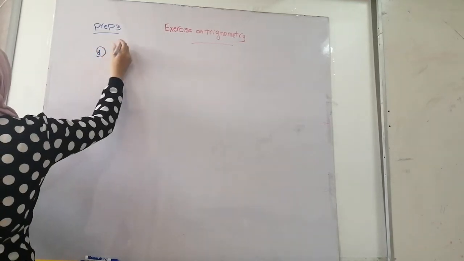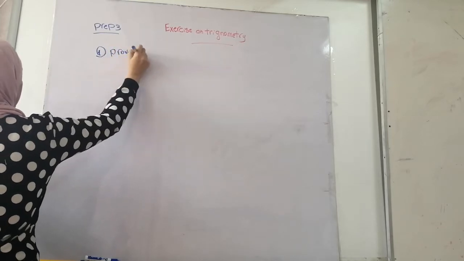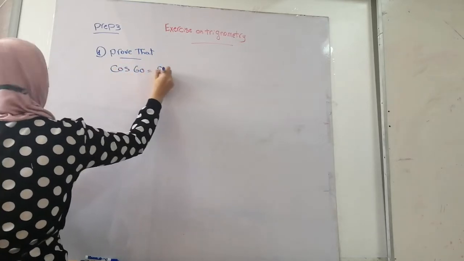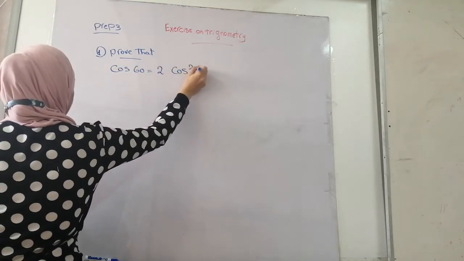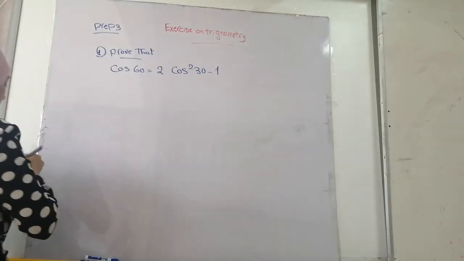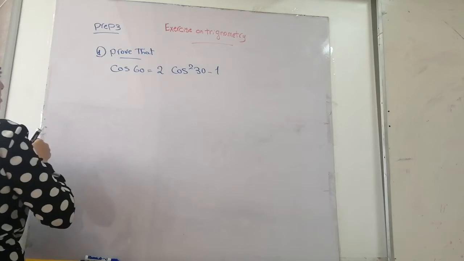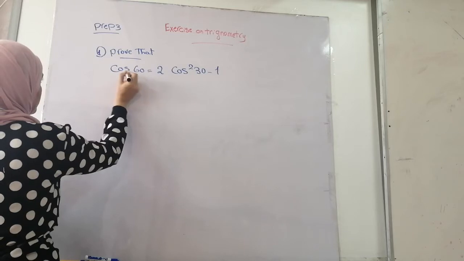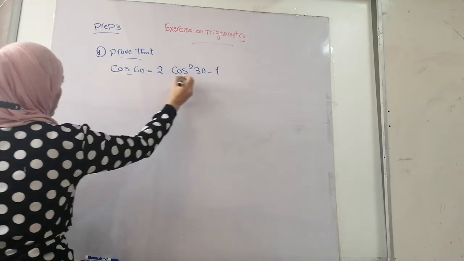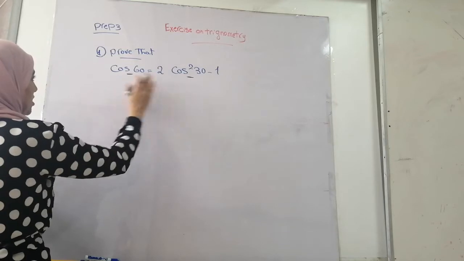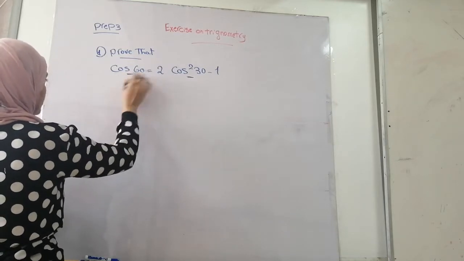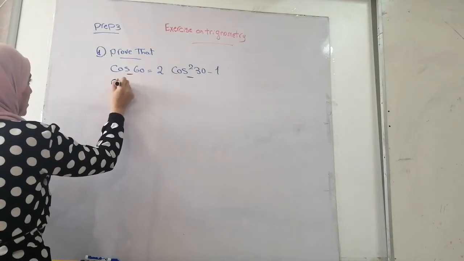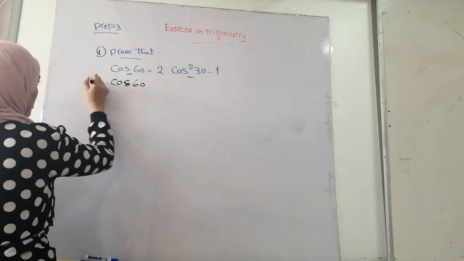Number 1. Prove that cosine 60 equals cosine square 30 minus 1. He told me to prove that, so I want to find the left hand side and the right hand side. If they are equal, then I proved that they are equal. Let's take cosine 60, the left hand side.